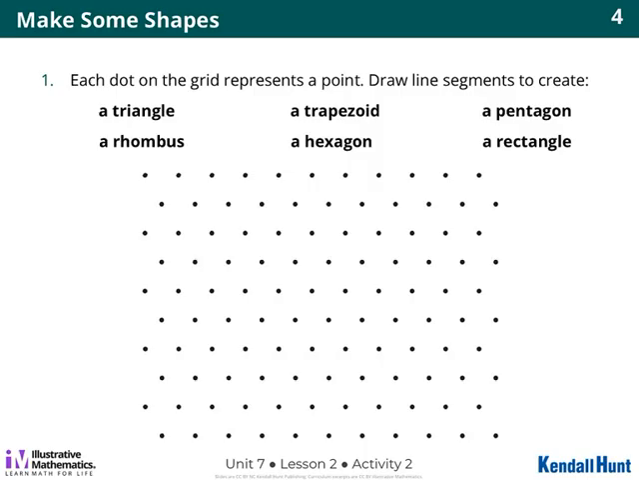How many sides does a triangle have, everybody? 3. How many sides does a rhombus have? 4. A trapezoid. 4. A hexagon. 6. A pentagon. 5.